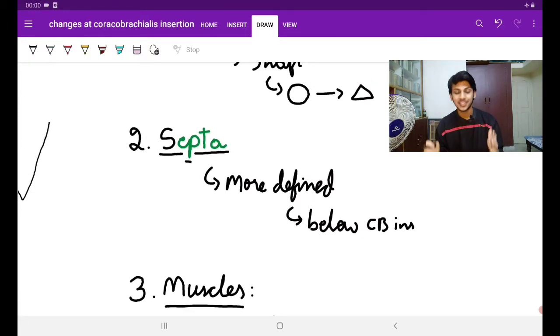Guys, see here, septae. What is septae? The modification of deep fascia. What deep fascias we have there? We have the modifications like medial intermuscular septum, lateral intermuscular septum. Intermuscular because they are separating groups of muscles. Okay, see, we have them now.